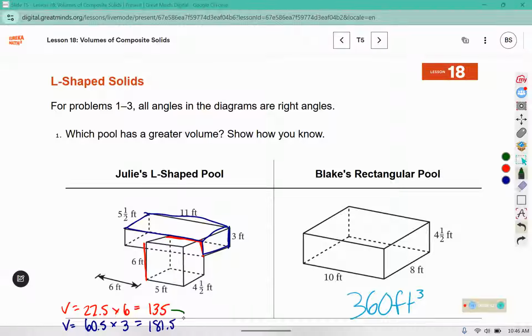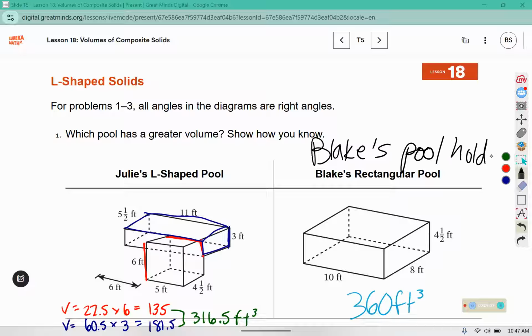So the total volume for Julie's pool should be 316.5 feet cubed, which means that Blake's pool holds more. And it has a greater volume than Julie's pool.